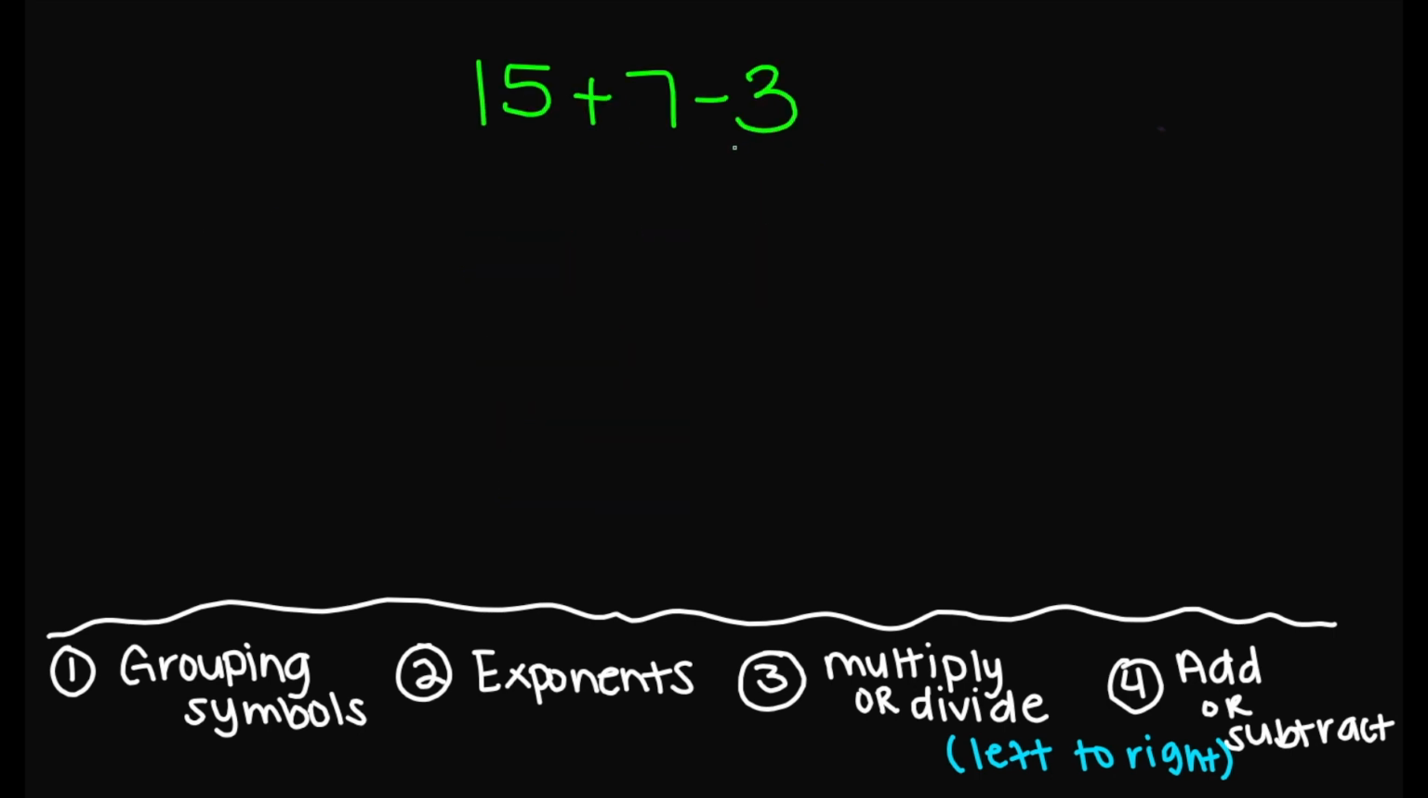15 plus 7 minus 3. Notice here I only have addition and subtraction. So I'm just going to go left to right. So 15 plus 7, this is going to equal 22. And then 22 minus 3, this is going to equal 19. So your final answer here is 19.